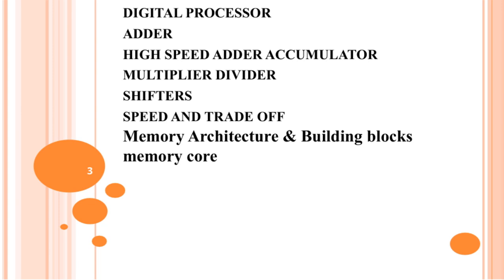Shifters are also key because they enable bit-level manipulations that can speed up calculations by simplifying certain operations. Finally, there's the consideration of speed versus trade-offs. Optimizing for faster processing often involves balancing factors like power consumption and hardware complexity. All of these components come together within the memory architecture and building blocks, creating the memory core that supports the processor's function. Understanding the roles and interactions of these elements is crucial for designing efficient digital processing systems.